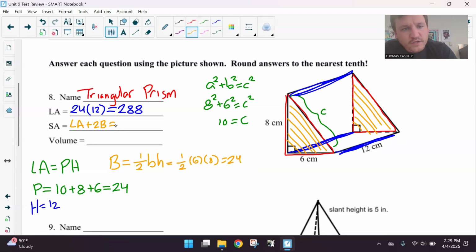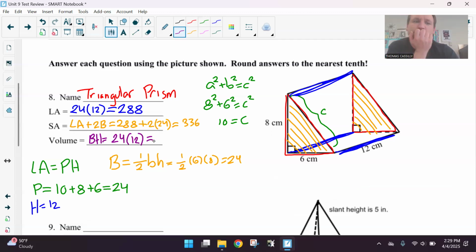So the surface area is going to be equal to 288 plus 2 times 24. And I don't know what that is. 288 plus, what do we got? 48. 336. All right. And the volume of this guy is just going to be capital B times capital H, the area of the base, times the height. So that's going to give us 24 times 12.